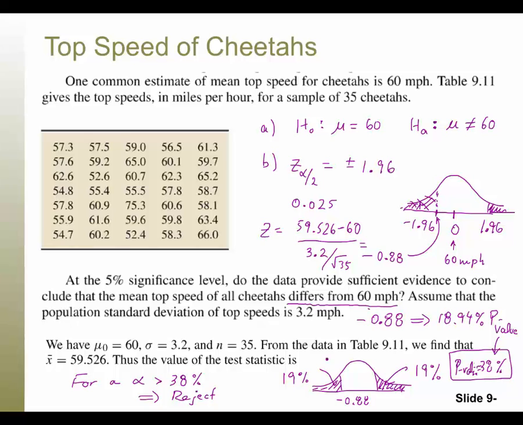And remember what alpha was. It was the probability of making a type 1 error. So we need the probability of making a type 1 error, and what was that again? That we reject when we shouldn't, right? We reject when we shouldn't. We need that to be greater than 38% in order to reject the null hypothesis. Okay, questions on this example?